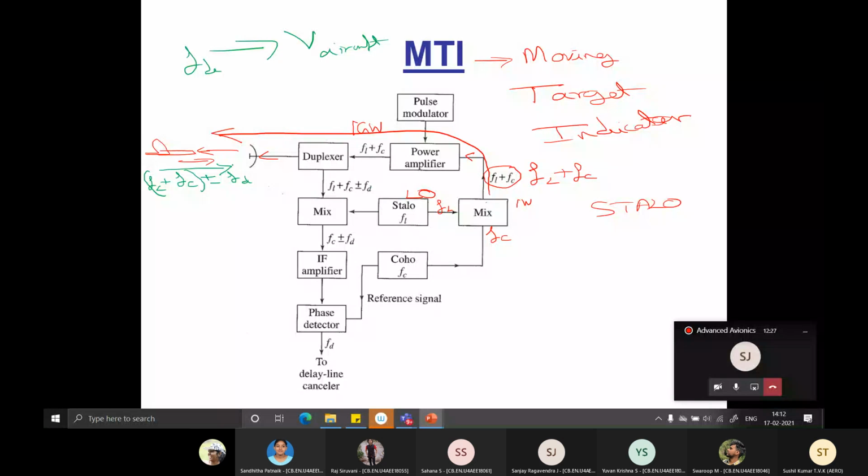Now, this duplexer we have seen is basically a switch between the transmitter and receiver to protect the receiver. So the signal comes here. Now you mix it with the stable local oscillator, STALO, so you can have a difference of these two things. So what you get is FC plus minus FD. You have an amplifier. Now this becomes the sort of intermediate frequency.